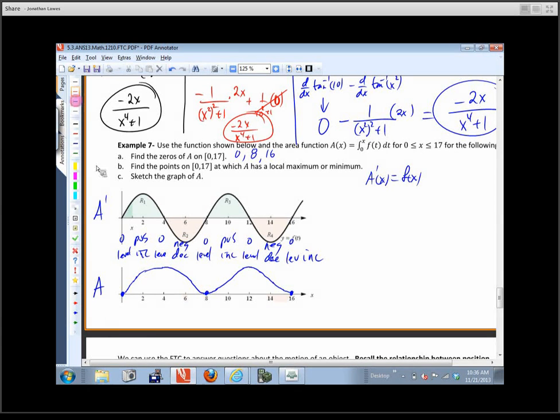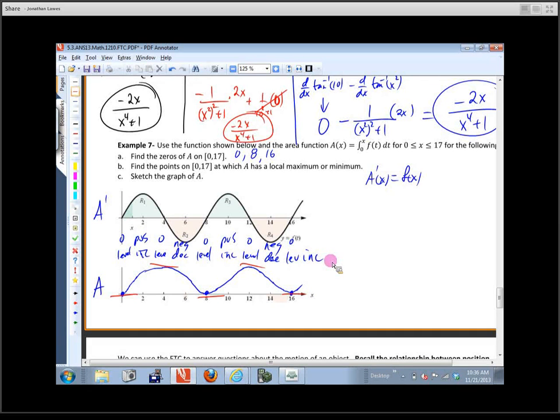So we can see that we've got a graph that leveled off. Whoops, let me change colors here. Graph that leveled off here, here, here, here, and here. Whoops, and then it starts to increase again. Okay, and you can see that it was increasing, decreasing, increasing, decreasing, and so forth.